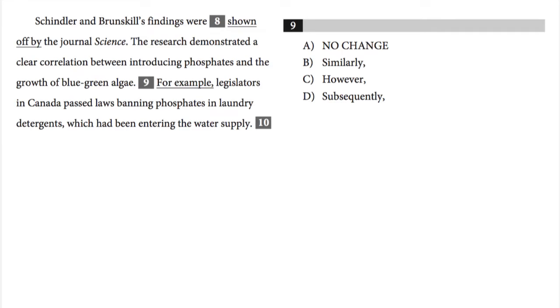I am sure by now you've had enough of the theorizing. So let's apply this strategy to an actual SAT question. Question 9 here is from the writing section of an actual SAT test. As always, we can tell that it's a connect and clarify question by looking at the underlined words and the options, which in this case are, for example, similarly, however, and subsequently.